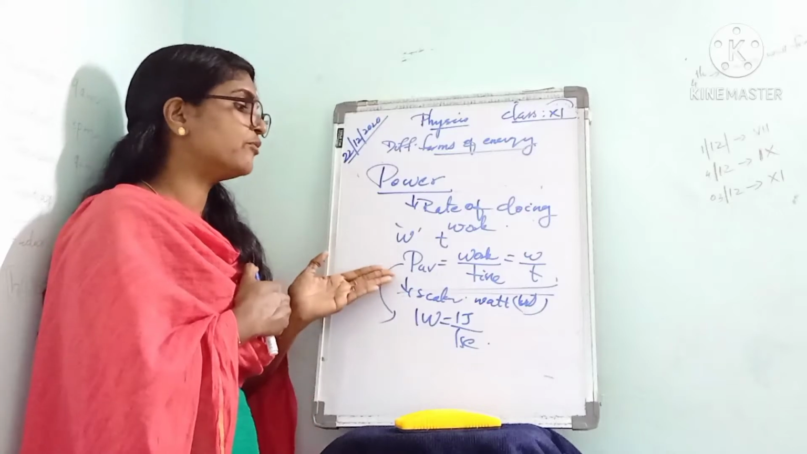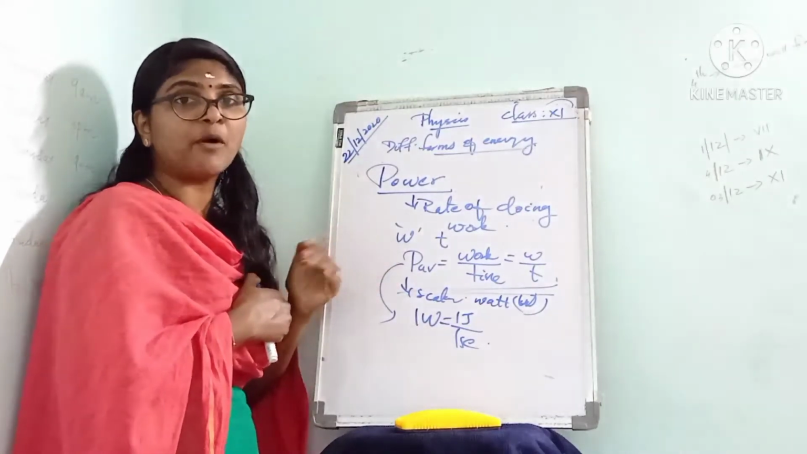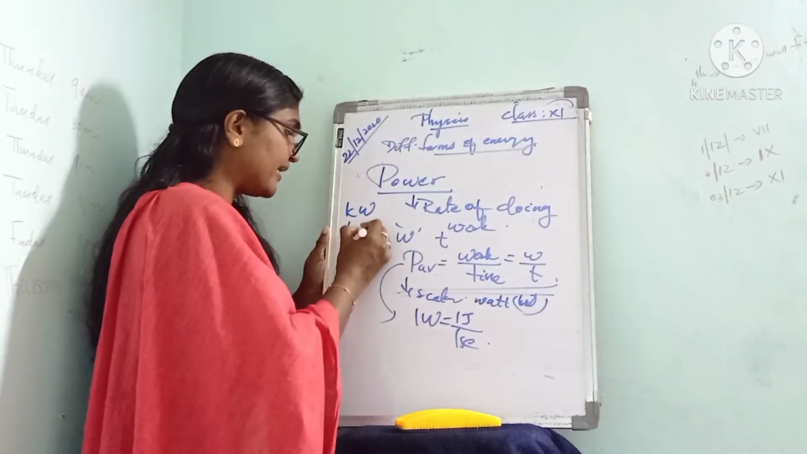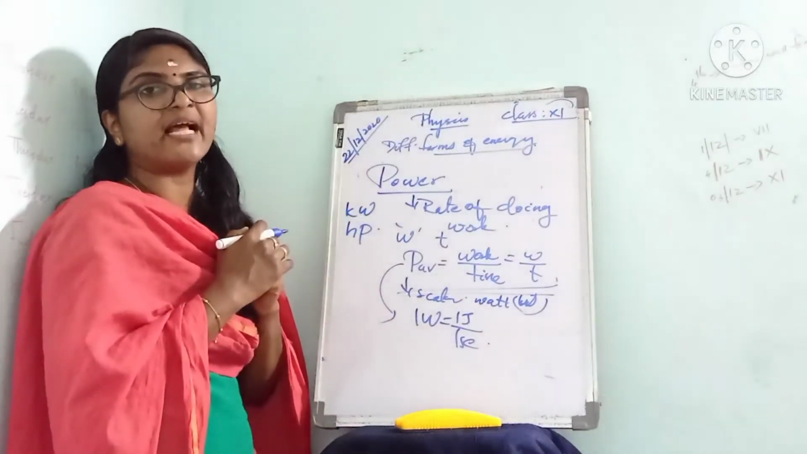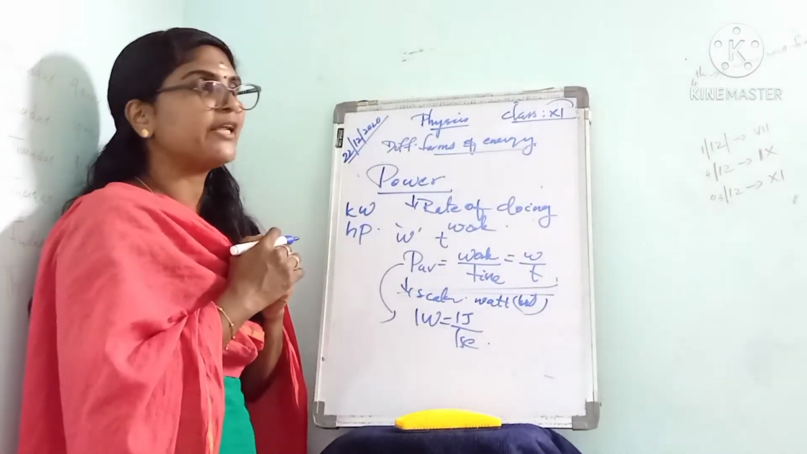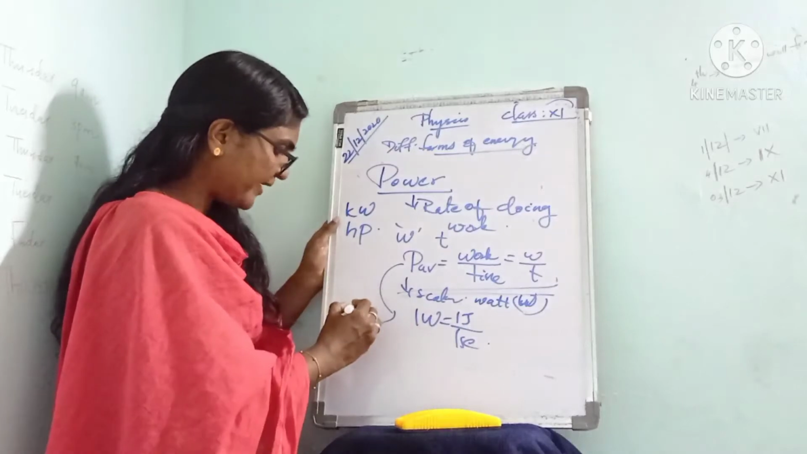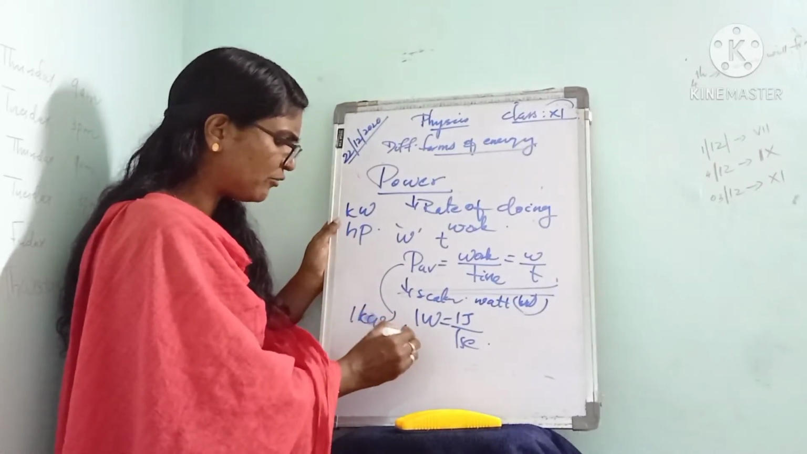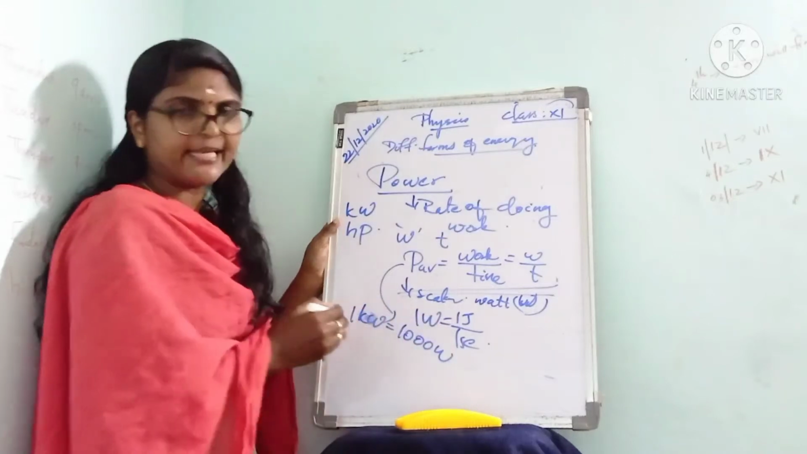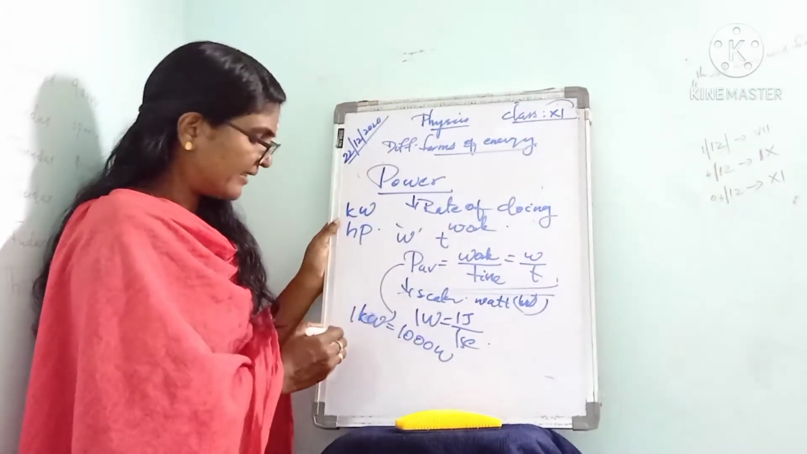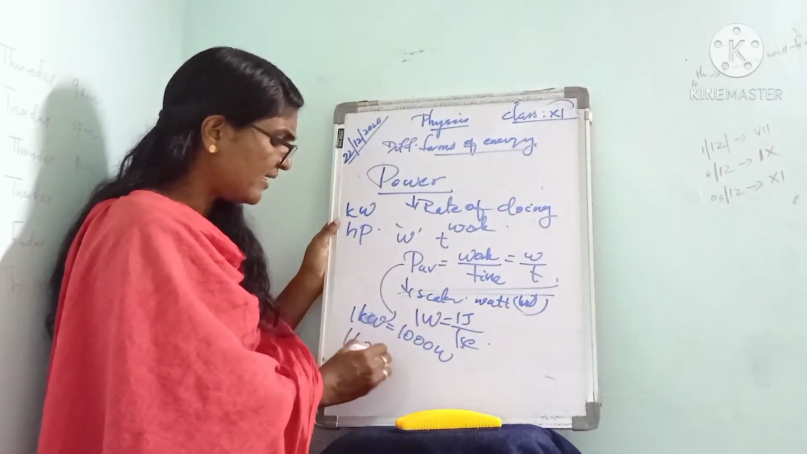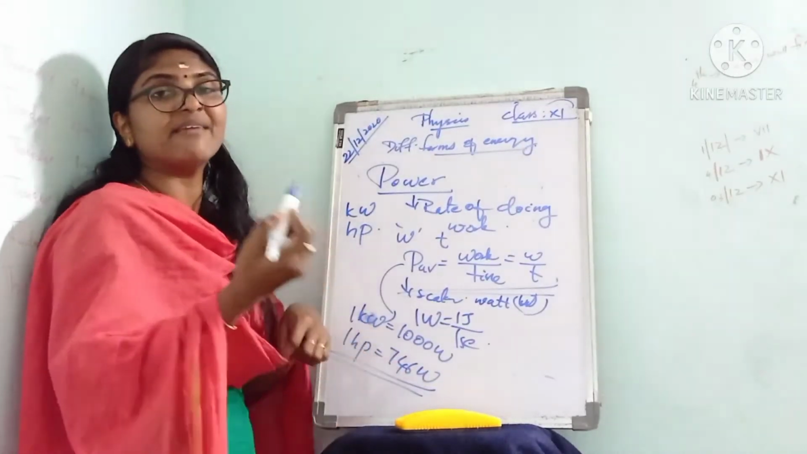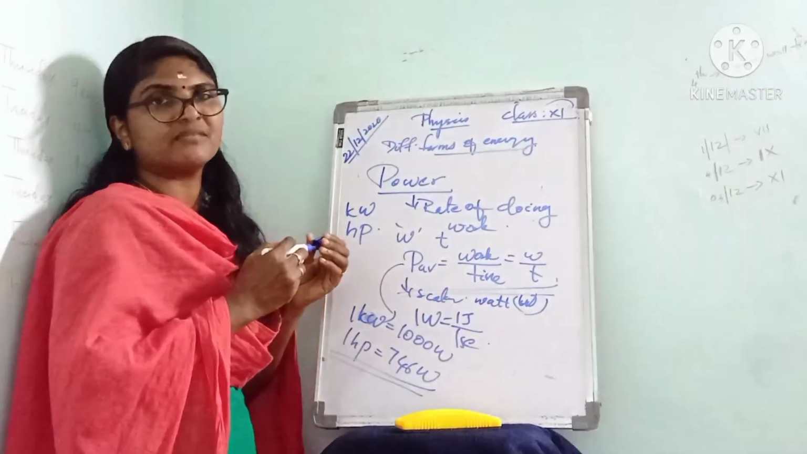Then we can use kilowatt and horsepower, which are the bigger units of power. 1 kilowatt is equal to 1000 watt, and 1 horsepower is equal to 746 watt.